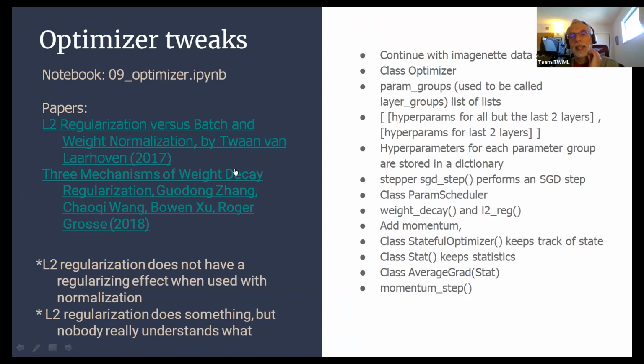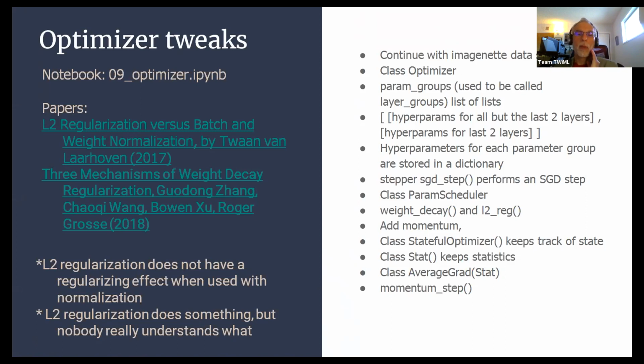But the thing to bear in mind is that the paper didn't say that L2 regularization doesn't have a regularizing effect. It said L2 regularization doesn't have a regularizing effect when it's used in conjunction with normalization. And that's because the normalization is, in some way, undoing the regularizing effect. So the point that Jeremy makes is that L2 regularization is doing something when you're using it with batch normalization, but people haven't really understood exactly what it's doing.